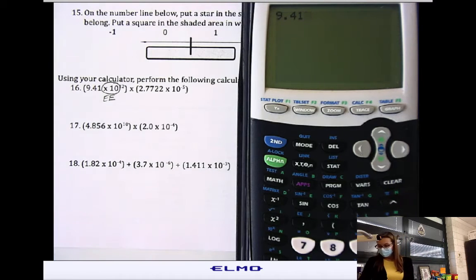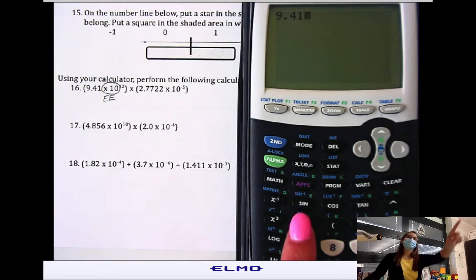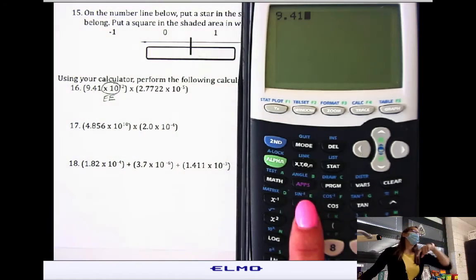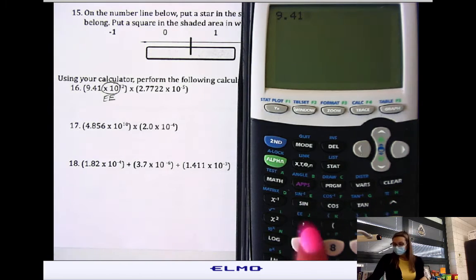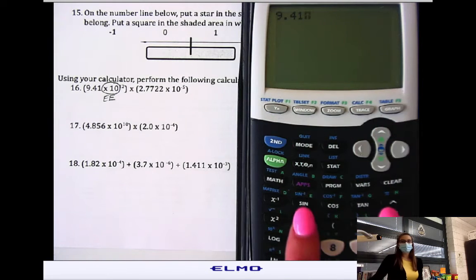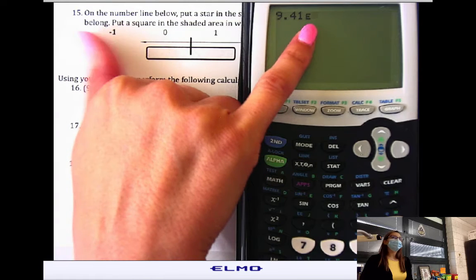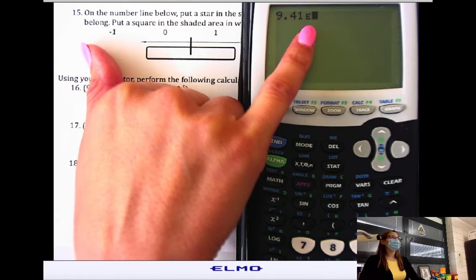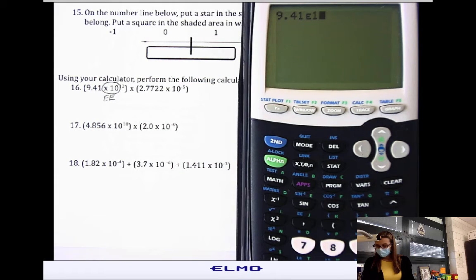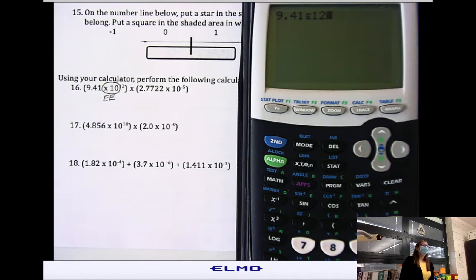and then the EE button on a graphing calculator. If you look where the comma is, there's a blue EE right up above. If you have one of my calculators, it's right up above the x to the minus 1 button. But because it's in blue, we have to hit the second button. So we're going to do second EE, and it pops up with this E. That E means times 10 to the. So now I can just put in 12. That's how we put scientific notation into our calculator.